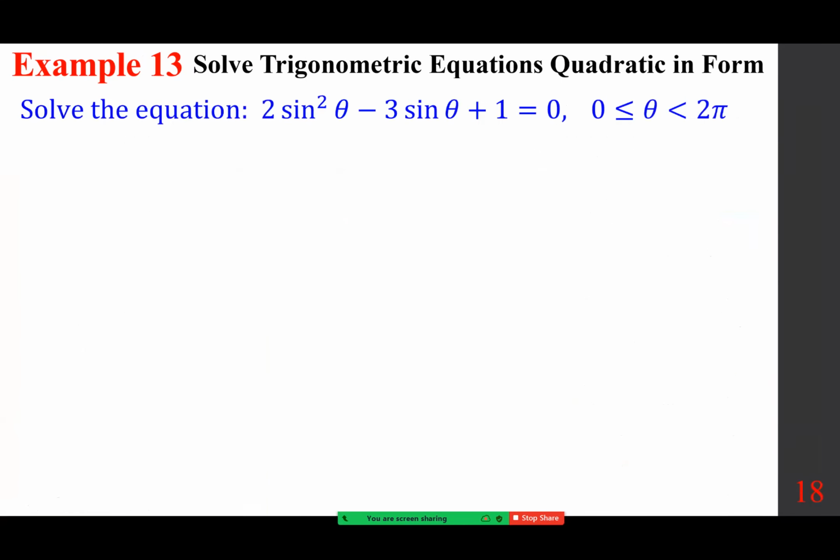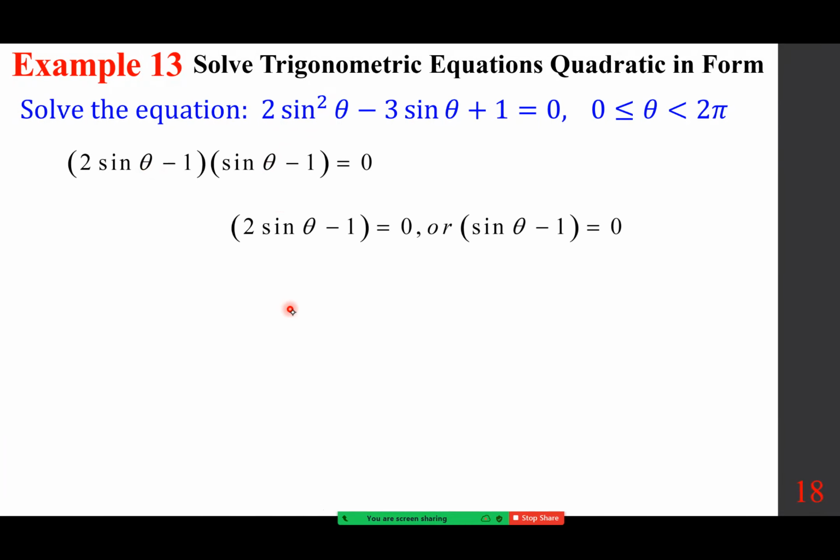All right, we want to solve this trigonometric equation, again between 0 and 2 pi. It's a simple factoring because 2 is a prime number, and 1 is 1 times 1. So it's 2 sine theta minus 1, times sine theta minus 1. We've seen similar questions. Either this one is 0, which makes sine theta 1/2, or this one is 0, which makes sine theta 1.